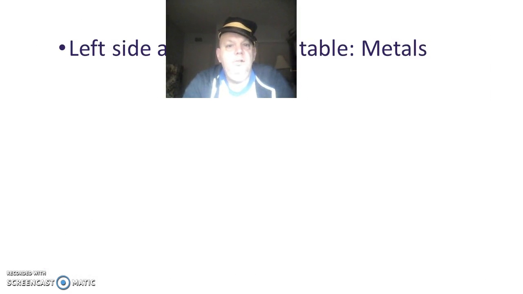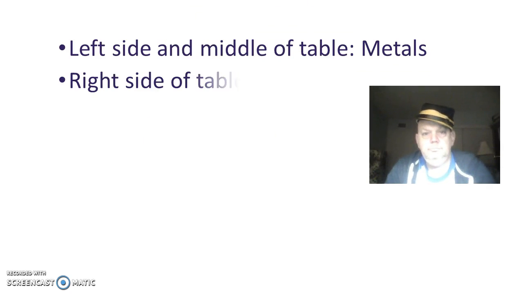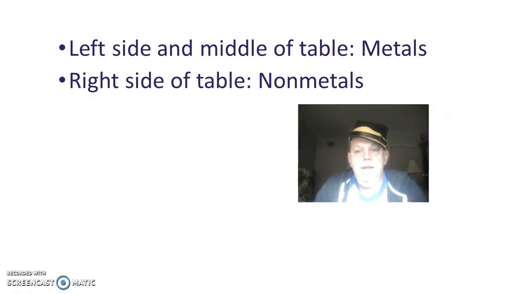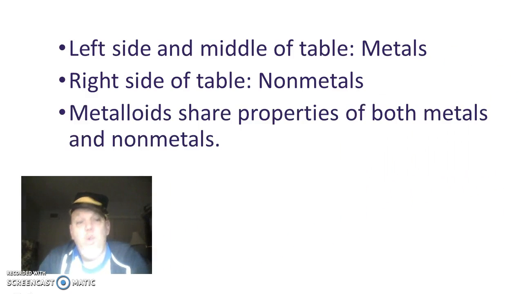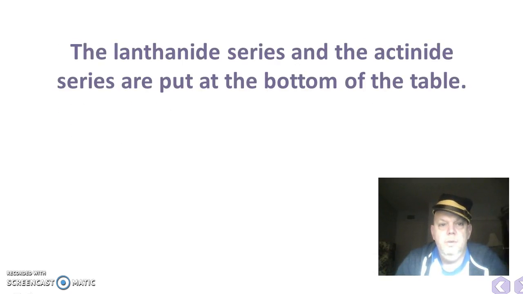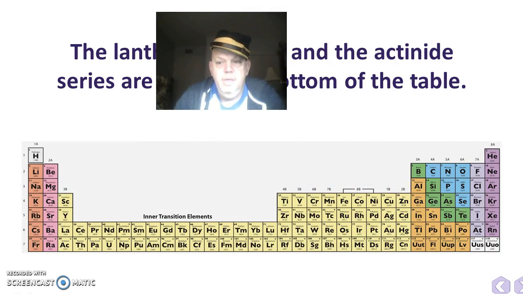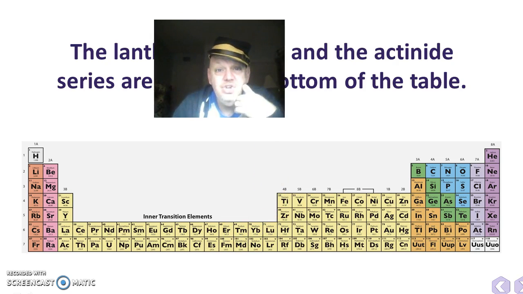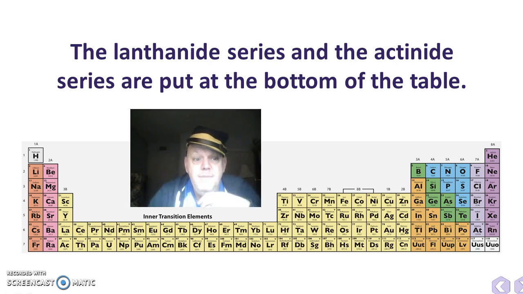The left and the middle side of the table we refer to as the metals. The right side of the table, we look at as nonmetals. The metalloids share properties of both metals and nonmetals, so they kind of behave both as a metal and as a nonmetal. The lanthanide and actinide series are at the bottom of the table, and if we put the lanthanide and actinide series right here, the inner transition elements, our periodic table would split apart, and we couldn't even fit that on a sheet of paper. Okay, can you imagine that?